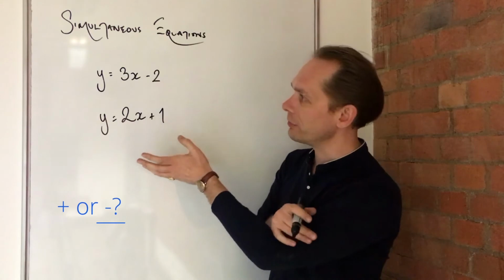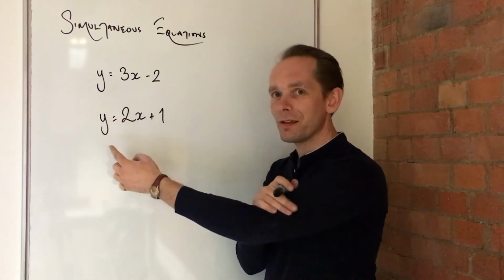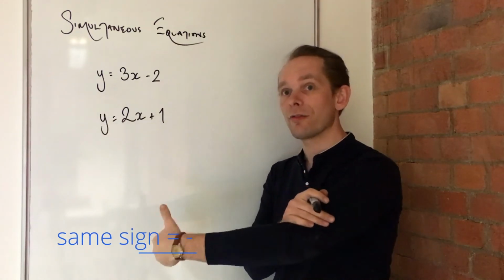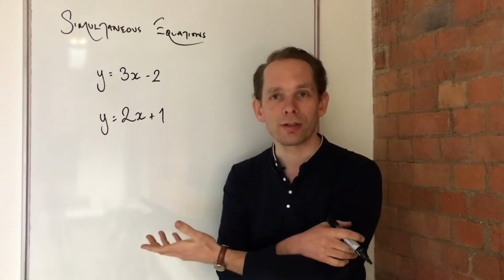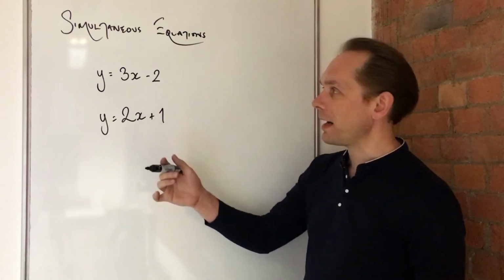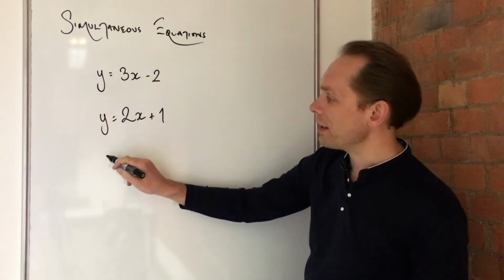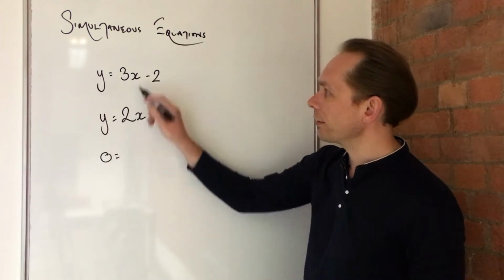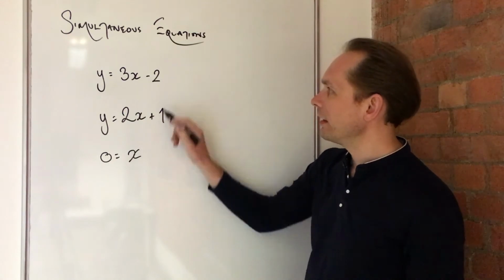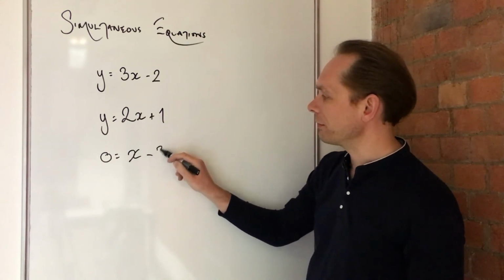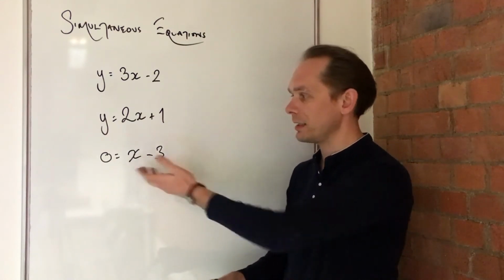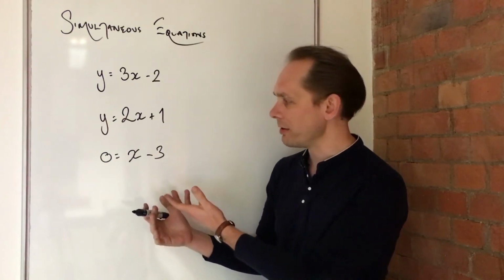Now, do you add or subtract? That's the next question you need to ask yourself. Well, if they have the same sign, then subtracting one from the other will make it disappear, and that's what we're trying to do, get rid of the y. So subtract. If they had different signs, you'd be adding. So y minus y is nothing. 3x minus 2x is x, and minus 2 minus 1 is minus 3. So that's the first step, is to subtract and end up with, weirdly, 0 is minus 3.